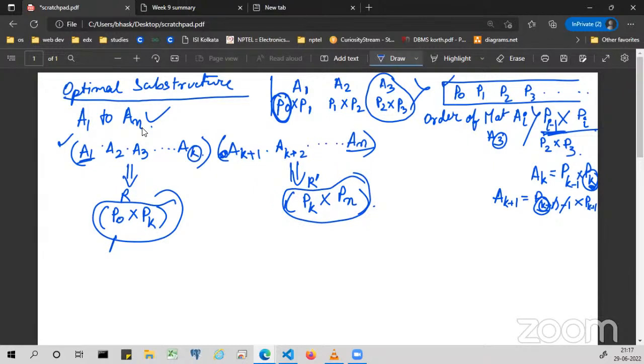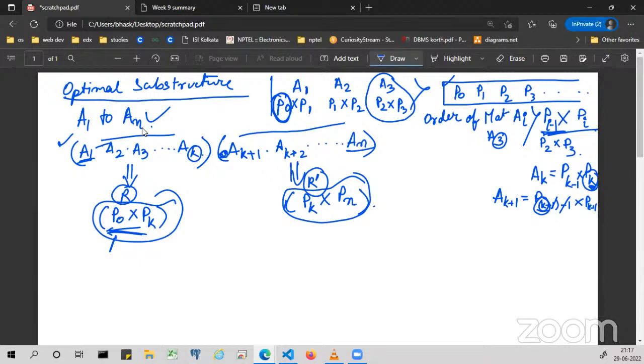Now I am not going into the details of how many multiplications there would be in multiplying A1 to AK, and the number of multiplications for multiplying AK plus 1 to N. That I would see recursively later. But as of now, just assume it, because we have all done recursion. In recursion, we do a particular step and then recursively go one level down, down, down.